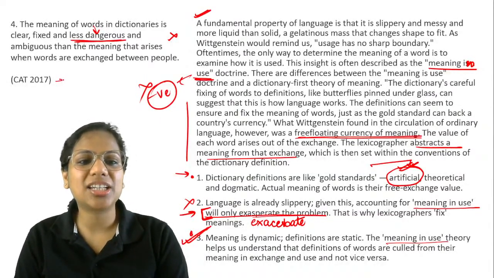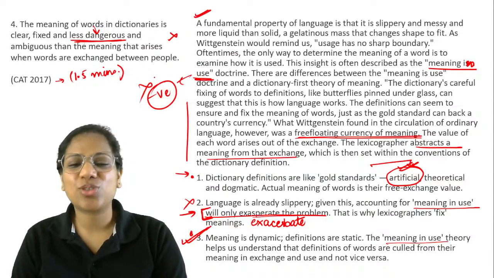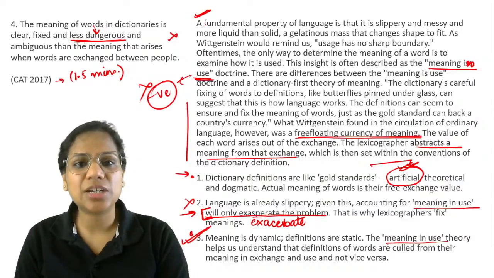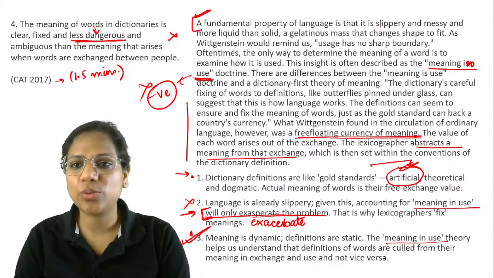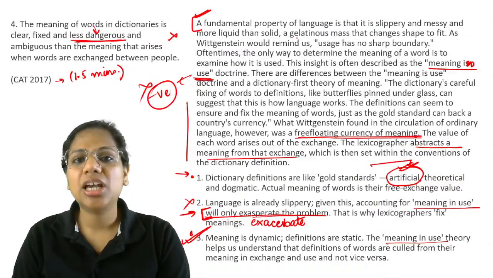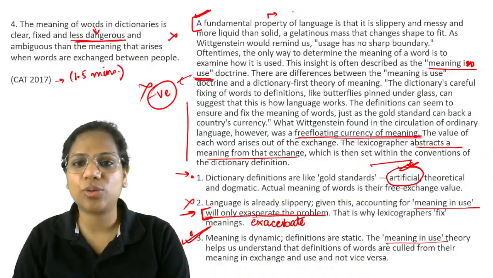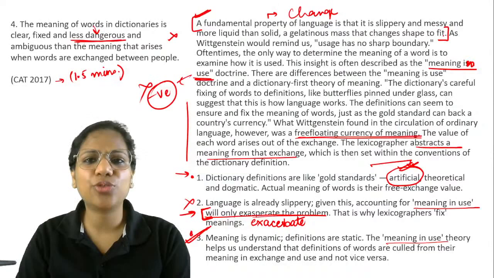But as I said, in CAT 2017, you did get 1.5 minutes per summary question, right? So you took more for some, less for some. Now, which are the words that we had to take care of? Which are the phrases that we had to focus on while reading this? So, a fundamental property of language is that it is slippery and messy, more liquid than solid. So, basically, we are focusing on the changing nature of language, right? Okay, so I get just this idea from the first sentence.